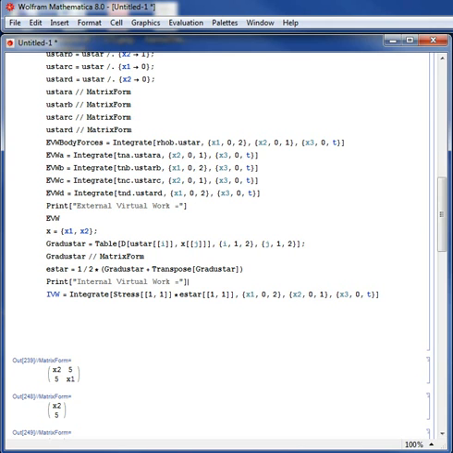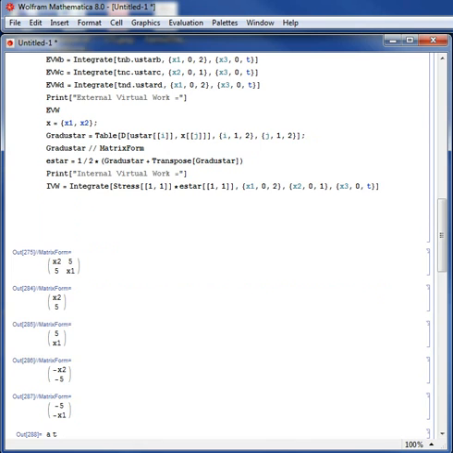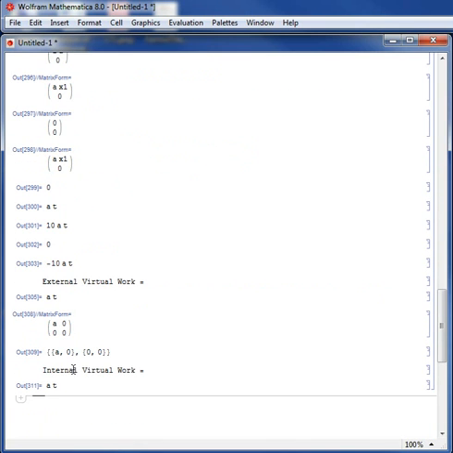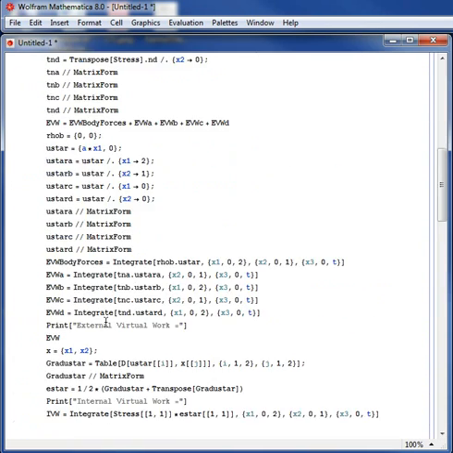And shift enter. Indeed, the internal virtual work is AT, the external virtual work is AT, so they are indeed equal.